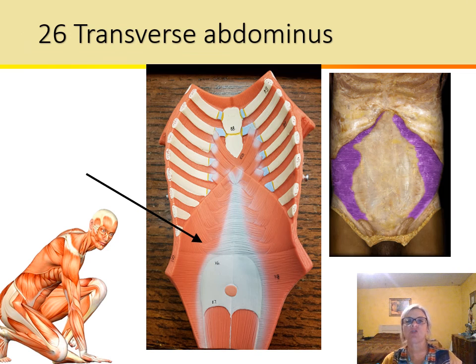All right, next we have the transverse abdominus. Transverse, of course, means it's going to be laying transverse, and abdominus refers to abdomen, so belly crossing muscle, and this compresses the abdomen.